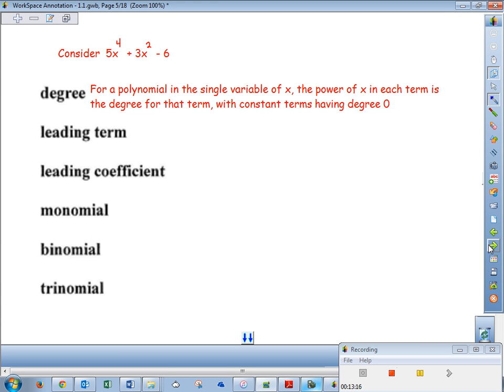Things they ask you. I think I typed all this stuff out for you so we don't have to write it, right? Yay for me. I'm a good typer. Consider this polynomial. I don't know if that's written at the top either. You might want to write that down if it's not.